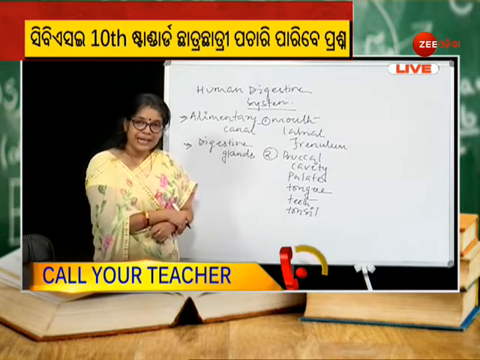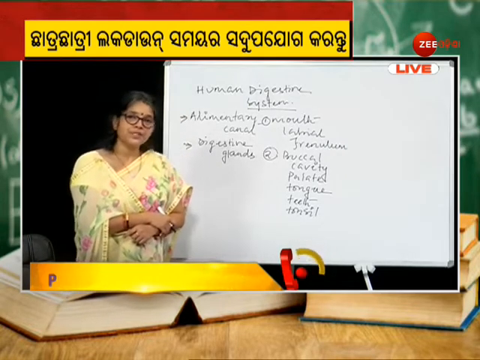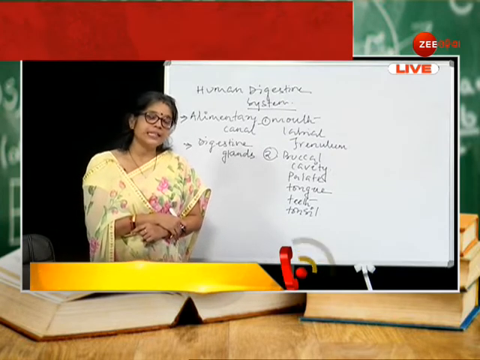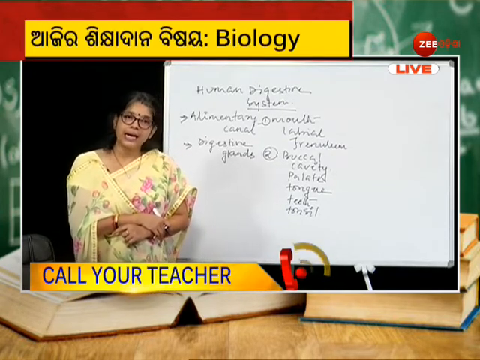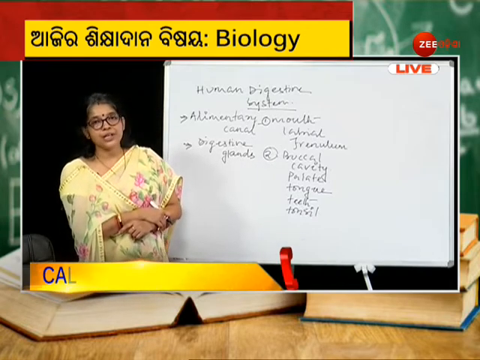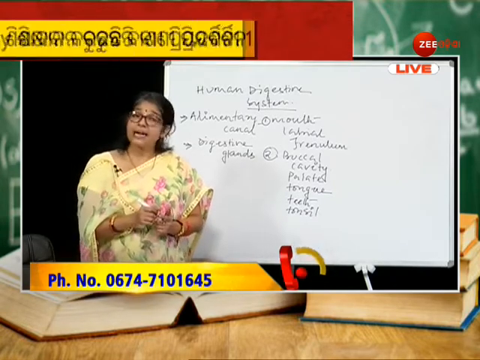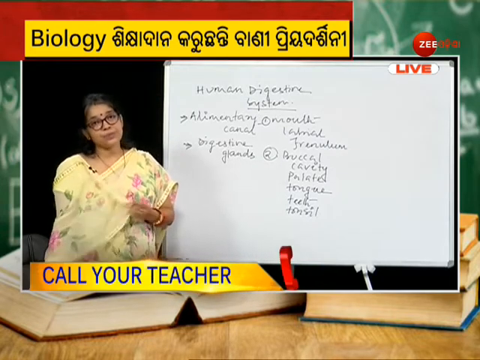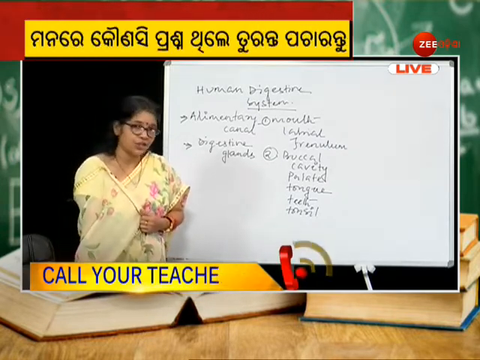First one is the palate. The palate forms the roof of the buccal cavity, and it is divisible into the anterior hard palate and the posterior soft palate. Why is the anterior part of the palate hard? That is because of the presence of the bony structures.